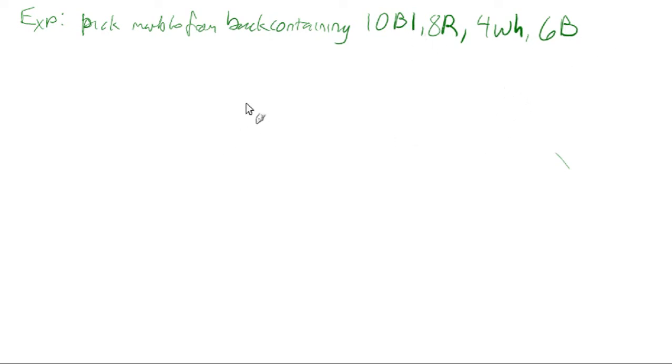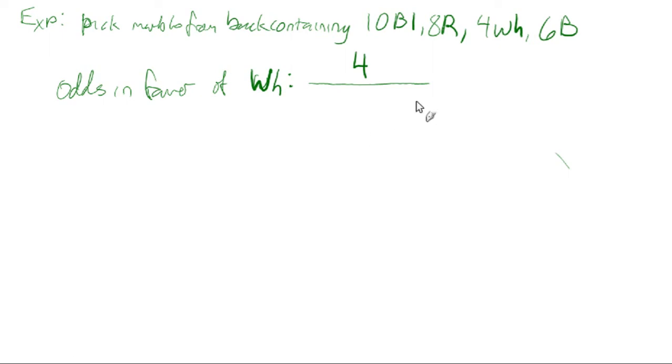That sounds alright. So what are the odds in favor of choosing white? Okay, so odds in favor, that means the number of outcomes that will give you a white. So how many outcomes will give you a white? There's 4 of them. There's 4 ways to get a white. So 4 out of how many ways will you not get a white?